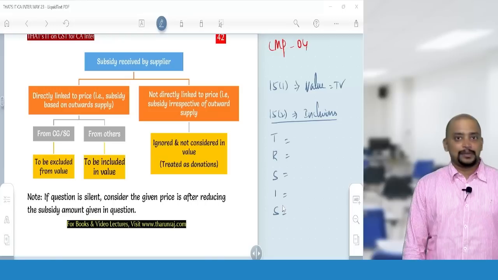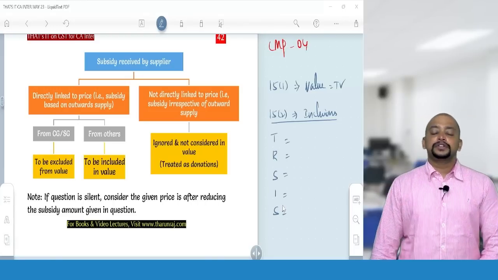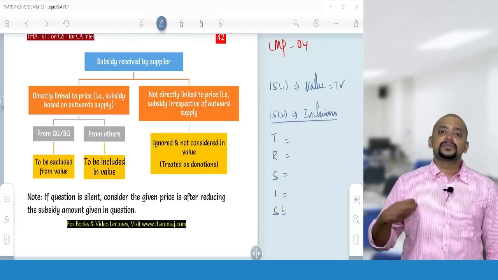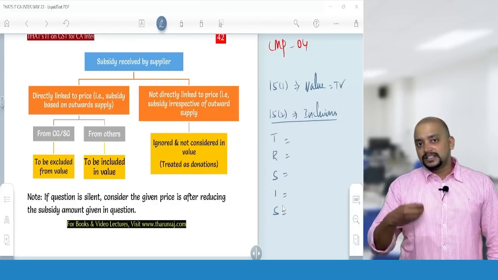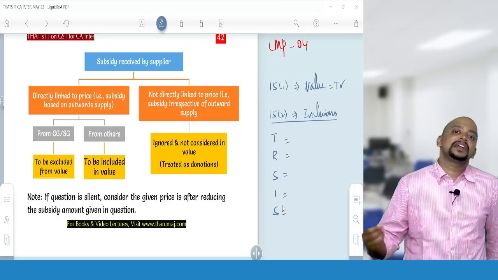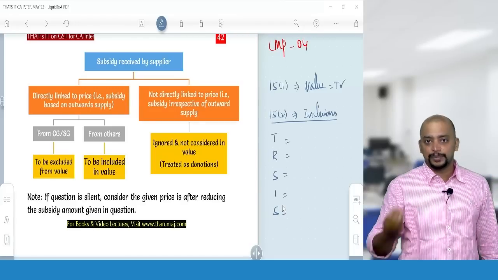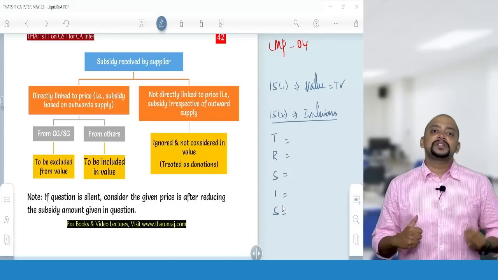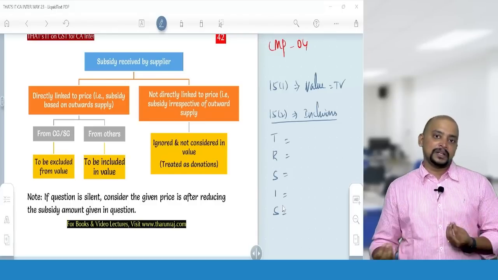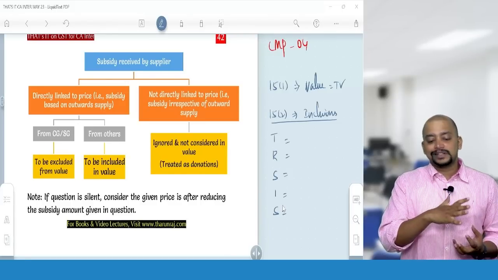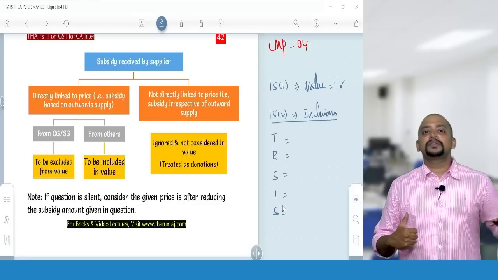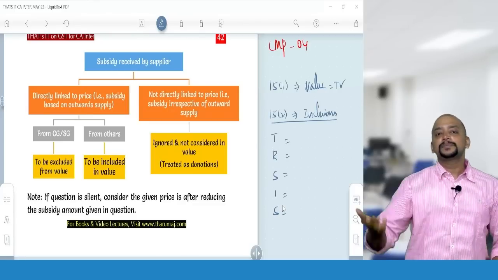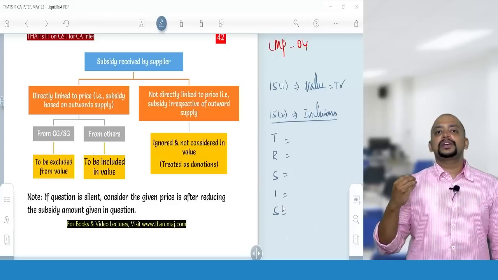Subsidy is received by the supplier, and this subsidy is divided into two: directly linked to the price, and not directly linked to the price. Directly linked to the price means the subsidy is with respect to the outward supply. So for every product sold or every service rendered, if they receive a subsidy, that is known as directly linked to the price. And this again is divided into two: whether the subsidy is from central government or state government, or from others. If the subsidy is from central government or state government, then that should be excluded from the value, because subsidy from central government or state government is not treated as consideration. If the subsidy is from any other person, then it should be included in the value.